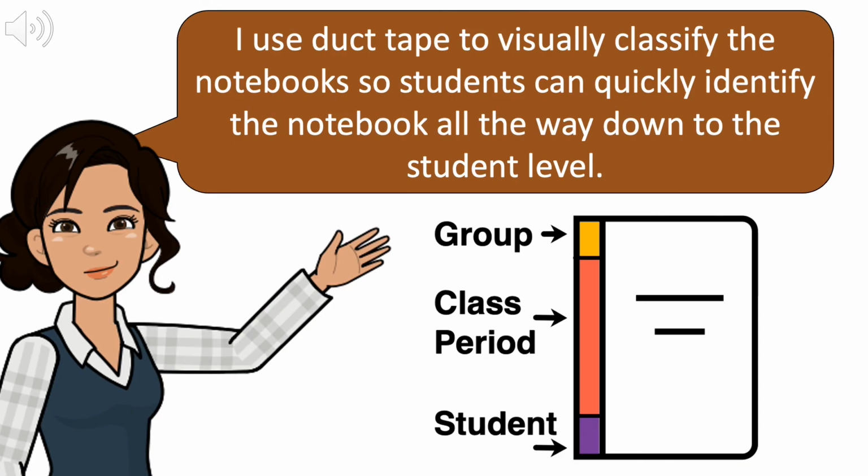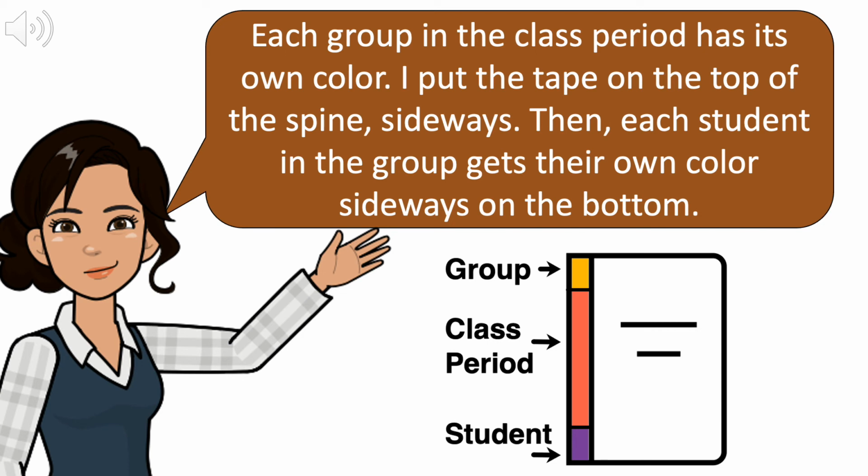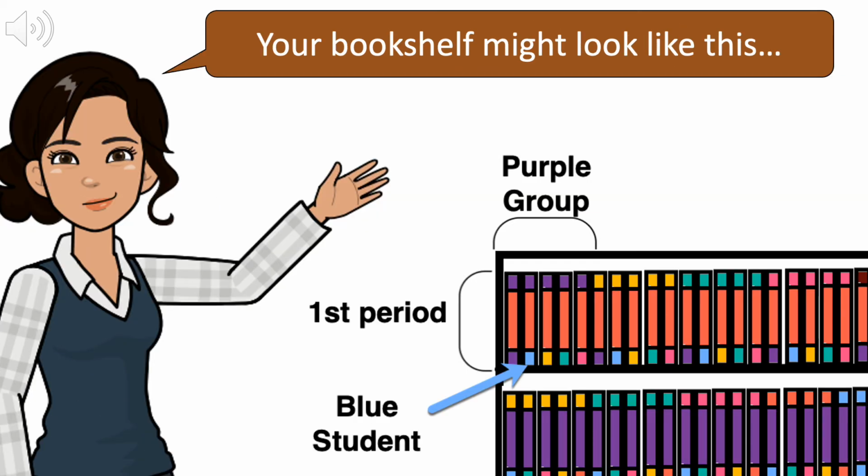I use duct tape to visually classify the notebooks, so students can quickly identify the notebook, all the way down to the student level. Each class period has its own color. I put the tape on the long side of the spine. Each group in the class period has its own color. I put the tape on the top of the spine, sideways. Then, each student in the group gets their own color sideways on the bottom. Your bookshelf might look like this.